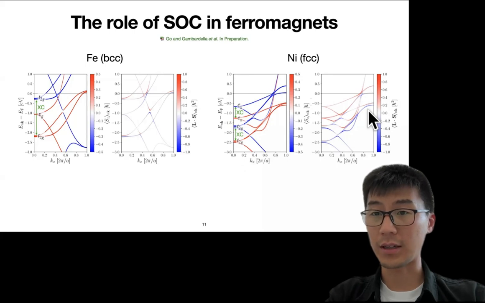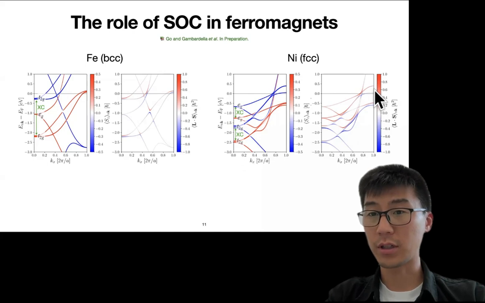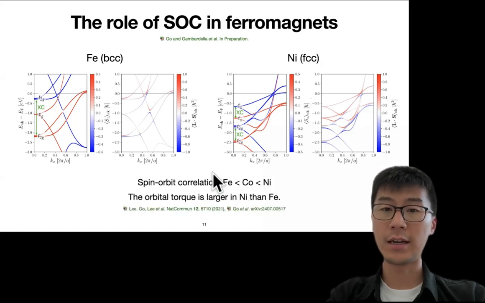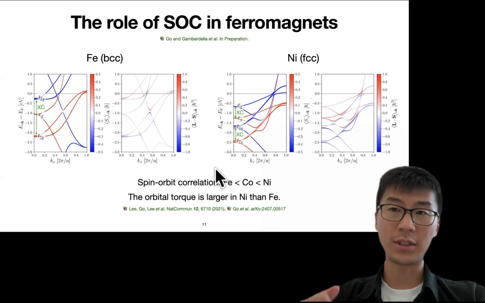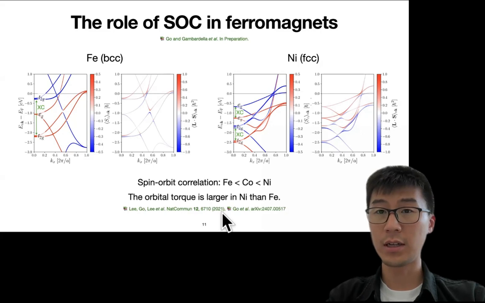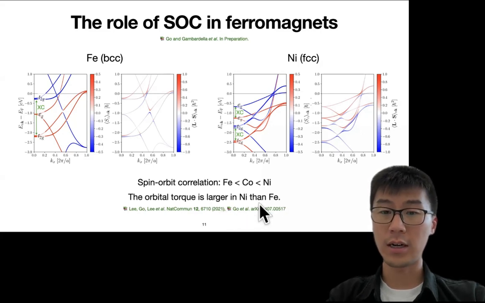So when we look at the L·S correlation on the band structure, you see that at many points in the band structure, the L·S correlation is quite pronounced, not just on hotspots here, but also generally at many k points. So it means that nickel will generally be more susceptible to orbital injection when it comes to orbital torque. This principle was proposed, for example, in this paper, Nature Communications 2021, and also completed more quantitatively in a recent arXiv paper that I contributed to.